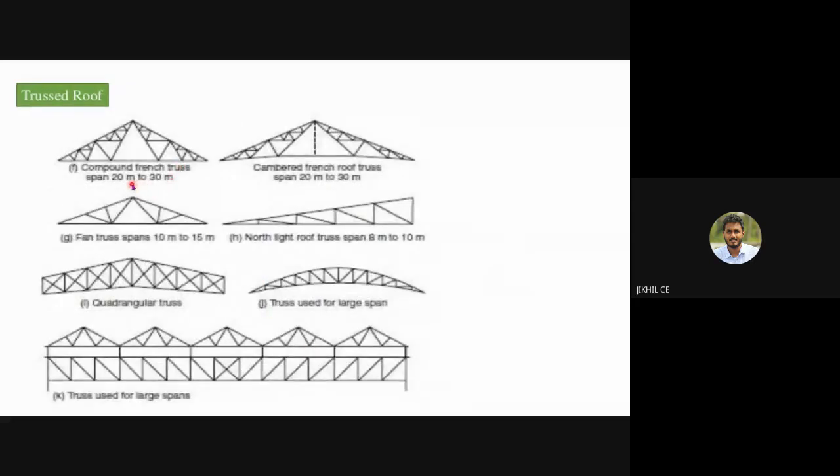Then for very high spans, from 20 meters to 30 meters, you go for a compound French truss having this configuration. And you can also go for a cambered French roof truss.